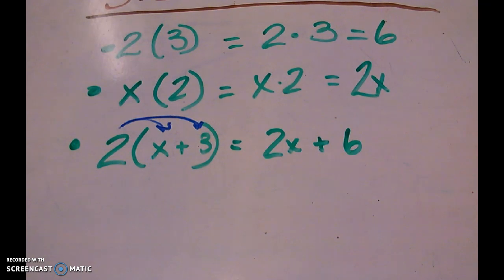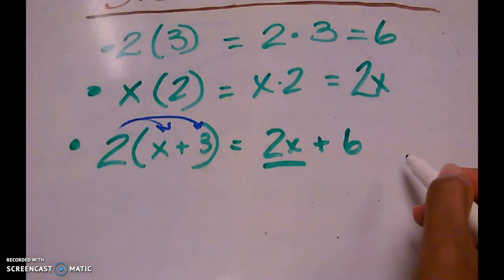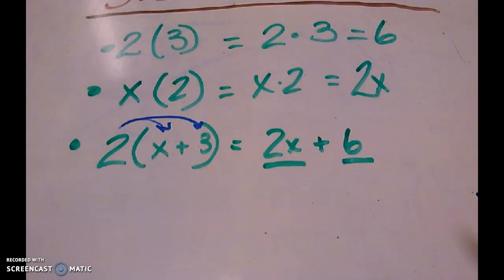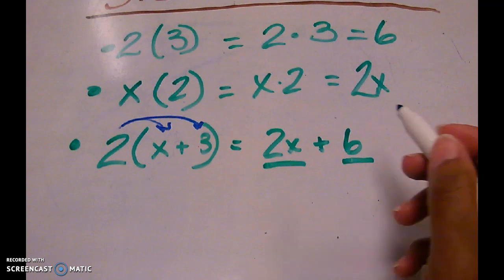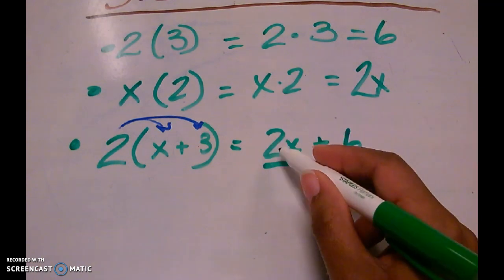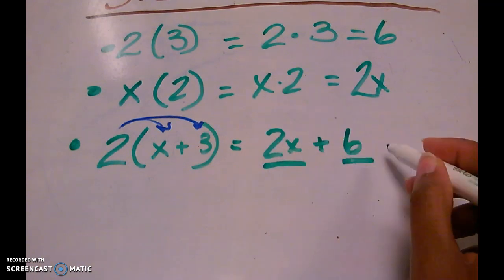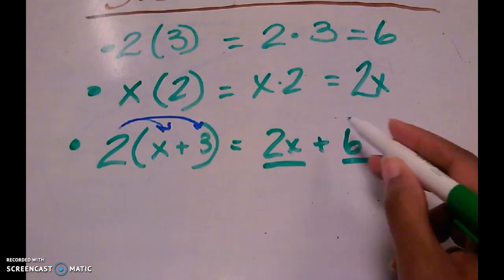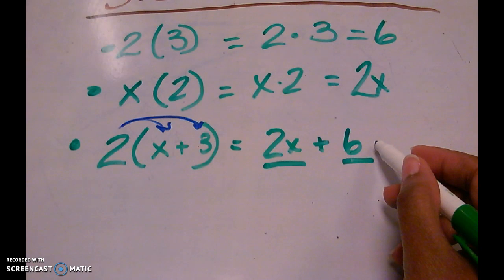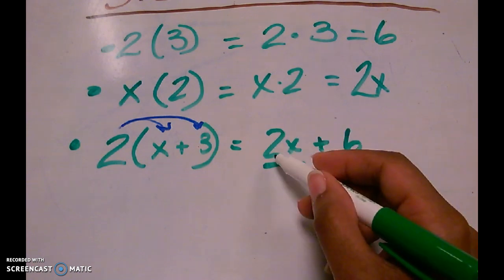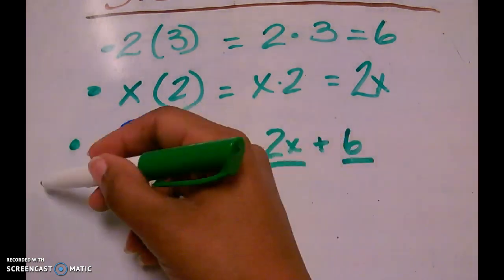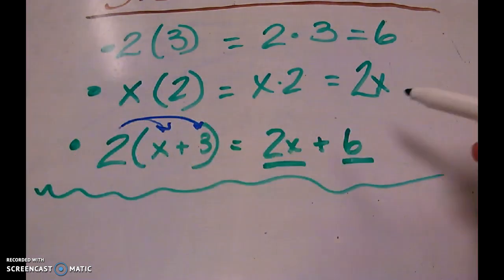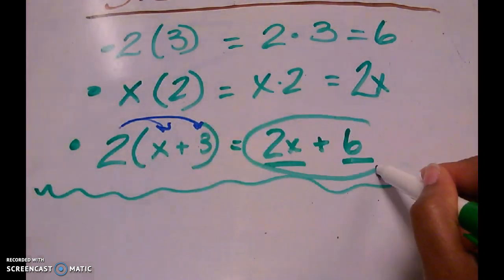Now, before we move further, I do want to say this. I cannot combine this and this together. The reason why is because this term has a variable. This term does not. So I cannot go adding together numbers that don't have variables with numbers that do have variables. Okay? So, once again, this would be my final answer.